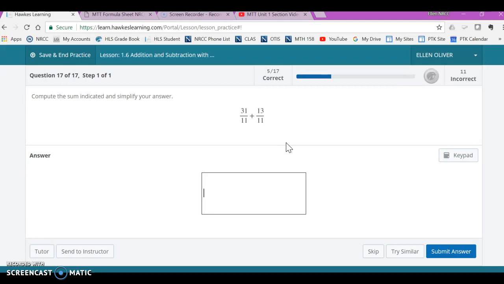So that's a quick overview of how to add and subtract fractions. Remember, you've got to get a common denominator. Use that ladder method if you need to. And remember that if you multiply your denominator by something to change it, you have to multiply your numerator by that same number.